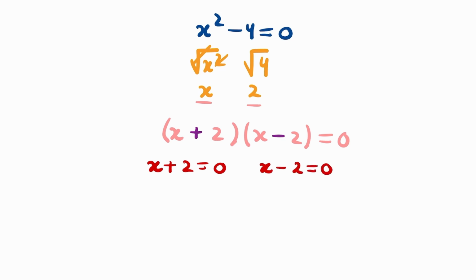We can take plus 2 to the other side of the equation as x equal to minus 2. That is one solution. And in the other equation we can take minus 2 to the other side as plus 2. So x will be equal to plus 2. Those are our final answers.